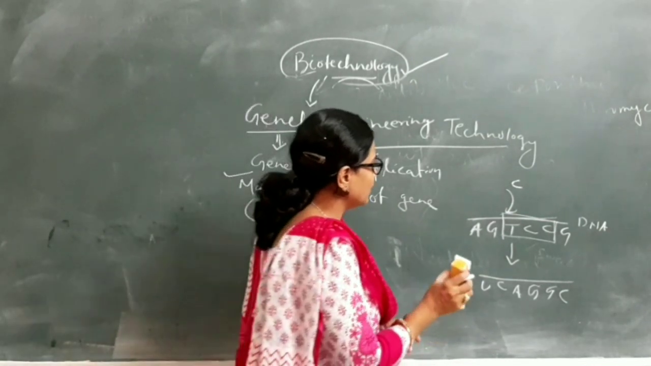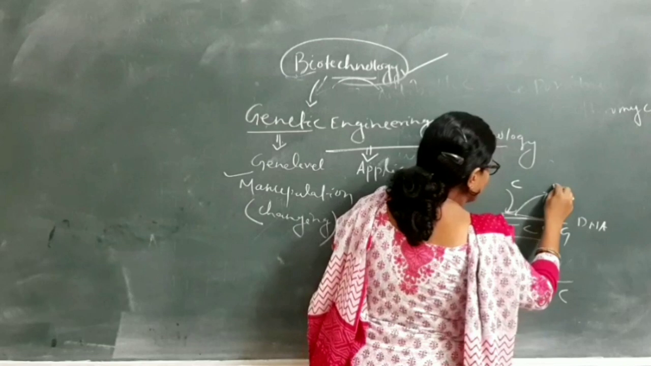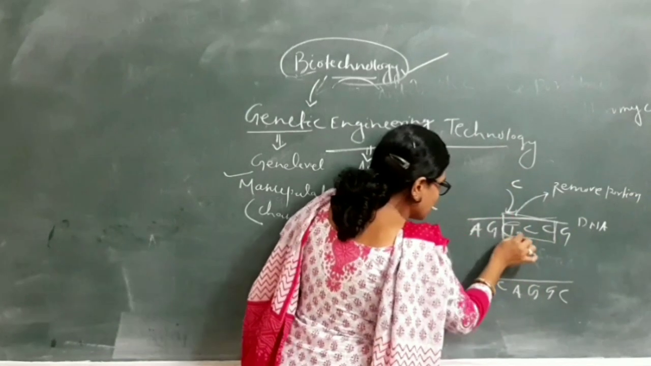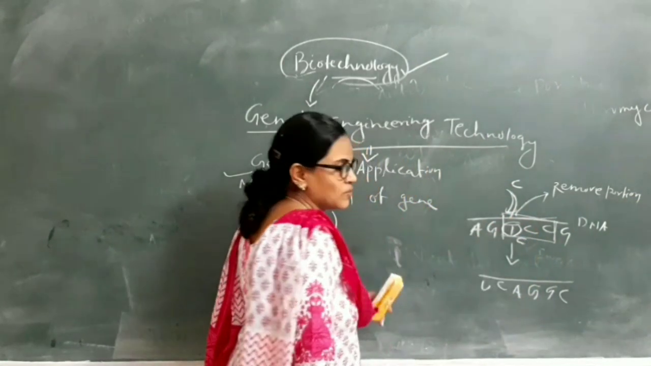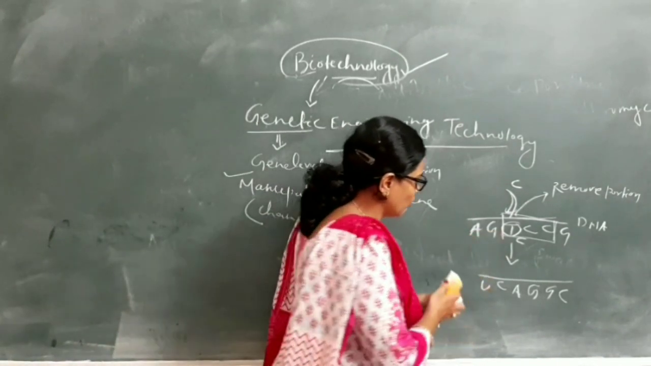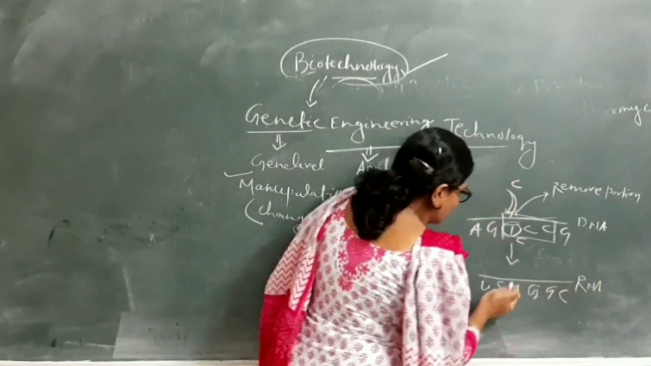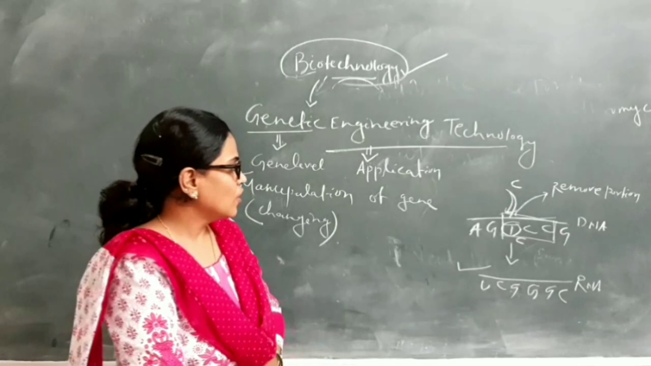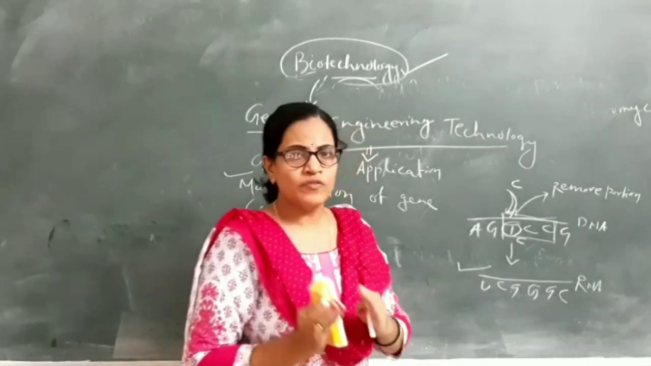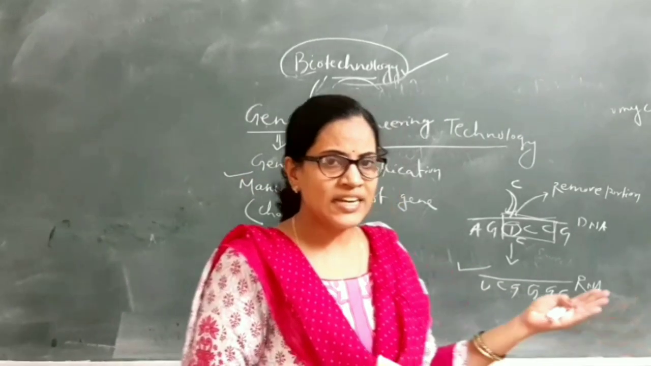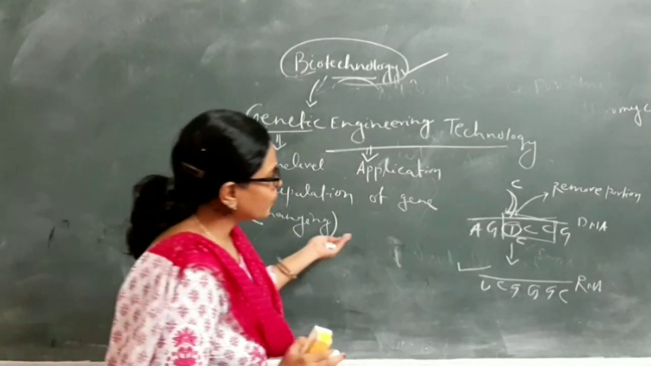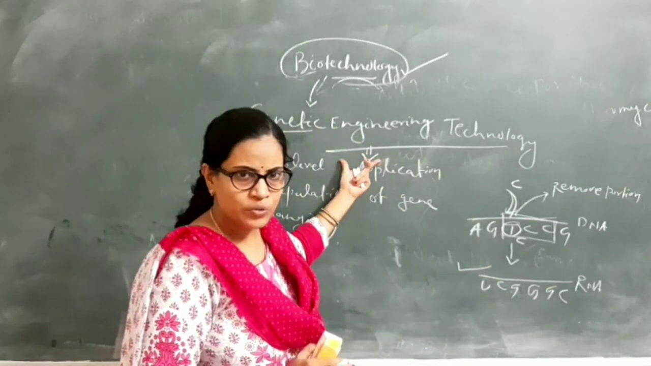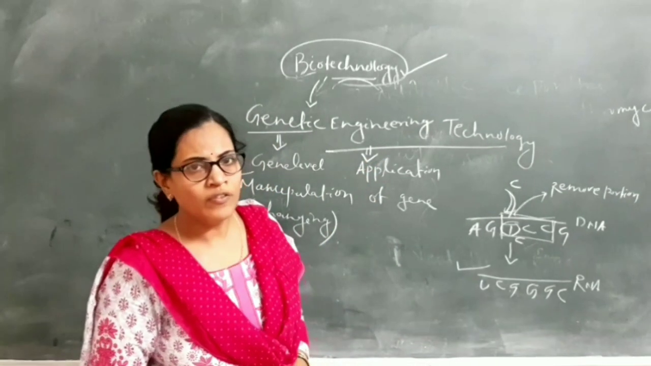So, we remove this defective portion, and in place of T, we add C. So the fragment of RNA also changes, and C becomes G. So this is the correct strand. A particular portion of nucleotide is removed by this genetic engineering process, and another portion is added. This technology is known as genetic engineering technology, also known as manipulation of genes.